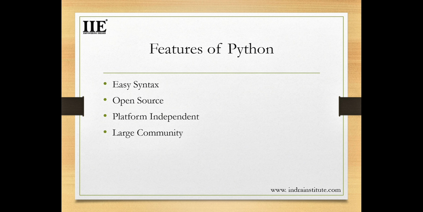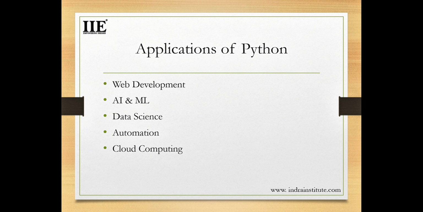Features of Python: easy syntax, open source, platform independent, large community. These features make Python one of the easiest and most powerful programming languages available today. Applications of Python: web development, AI and ML, data science, automation, and cloud computing. Whether you want to become a software developer, data analyst, AI engineer, or cloud engineer, Python is useful everywhere.